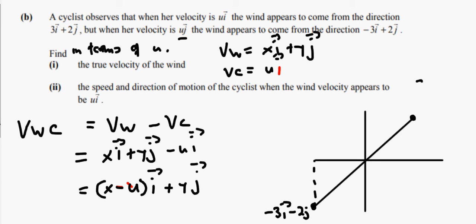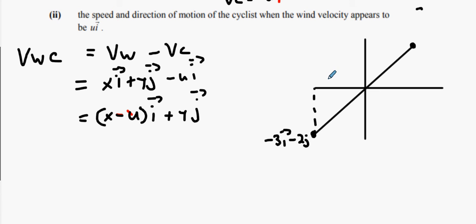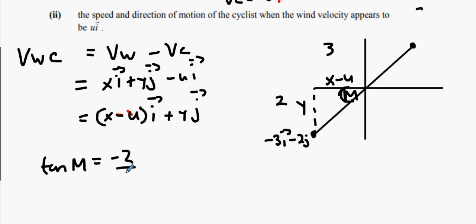Now, what does this mean? X minus u for this one here, y for this one. And what did we say earlier about the angle? I won't use x because it's already in use. Tan m. So tan m is, what is it? We knew it was 2 over 3 from earlier, didn't we? Or minus 2 over minus 3, which is 2 over 3.